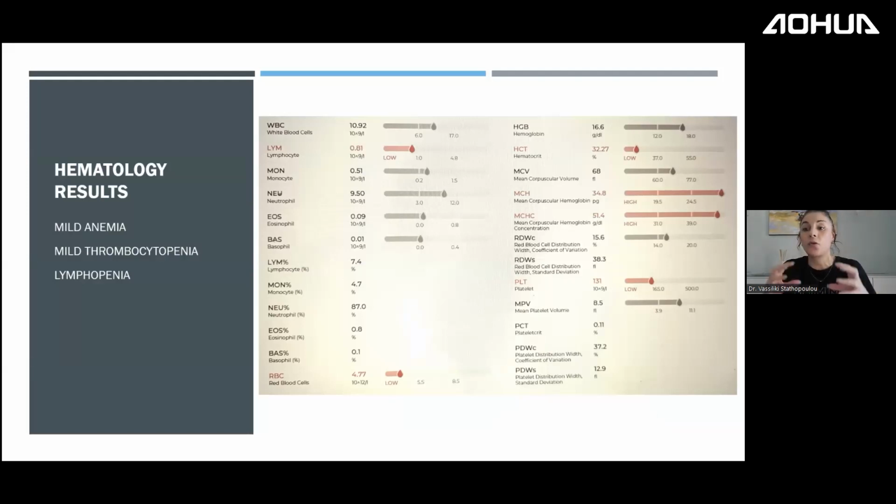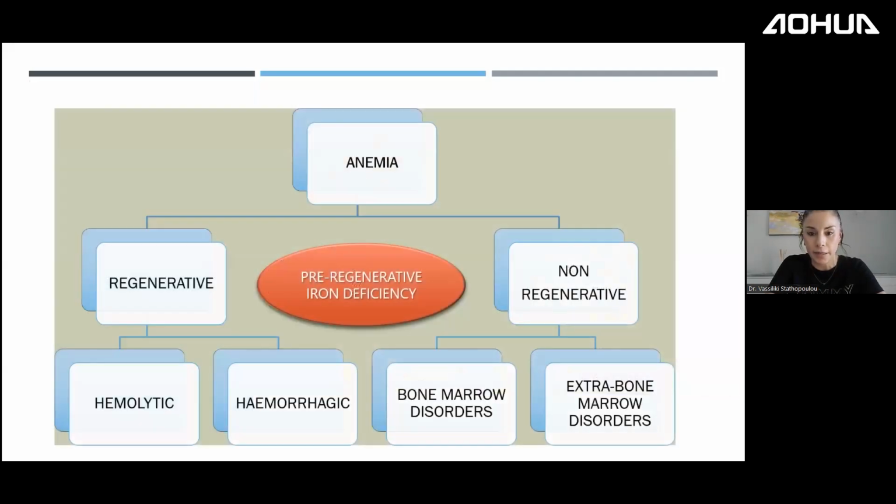Maybe it was also vasoconstriction due to pain that caused the pale mucous membranes, because this was not in relevance with the 32.27 HCT that we saw in our CBC. The platelet counts were low, but they were not actually low because we did a blood smear, and we had a lot of clots as well. So to sum up, we had a mild anemia and a lymphopenia, and not a true thrombocytopenia.